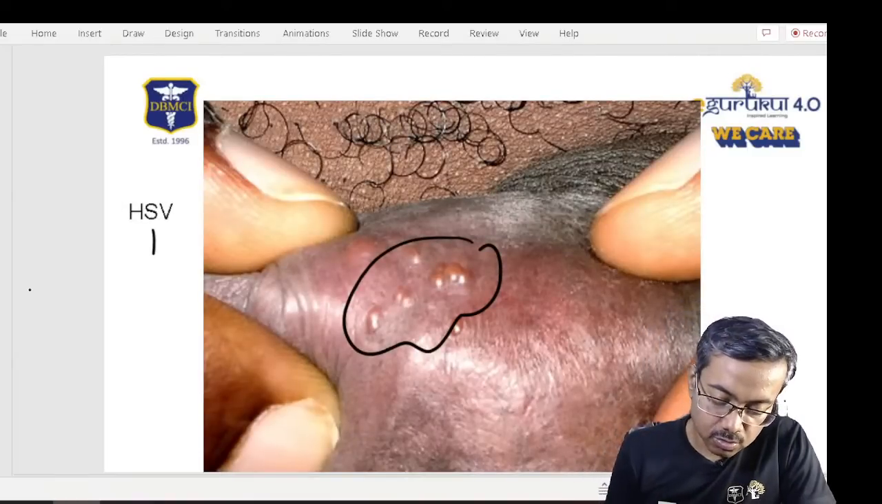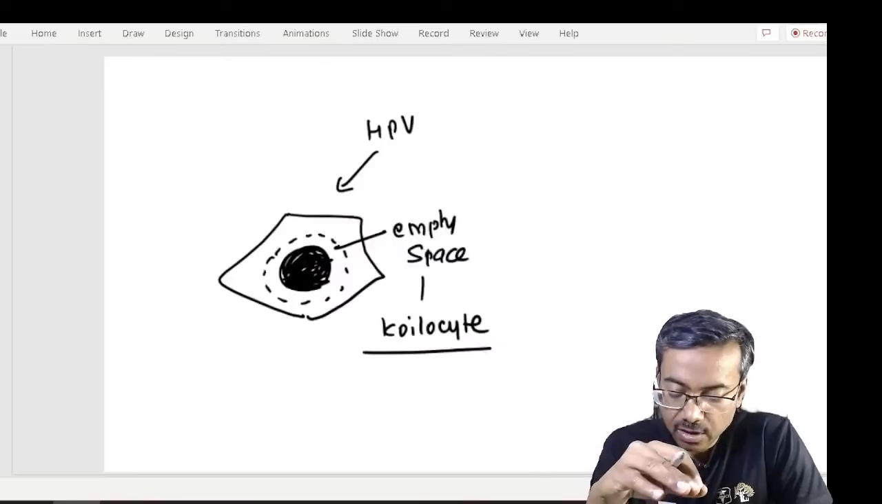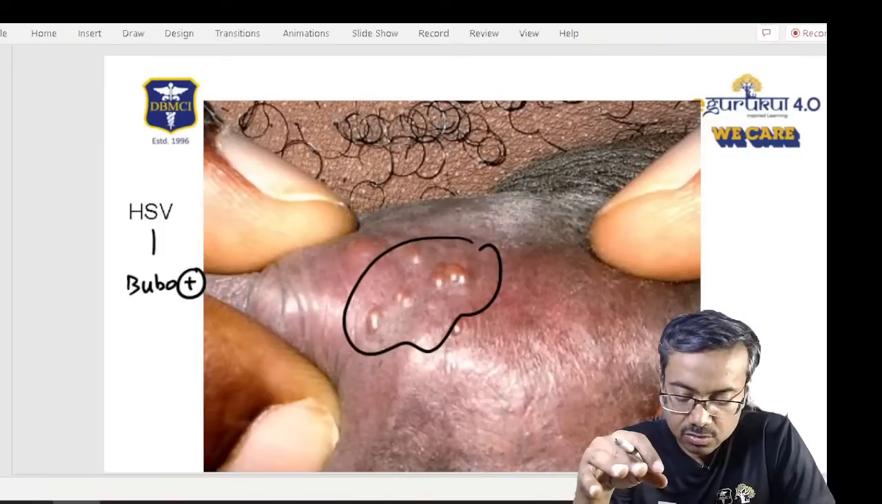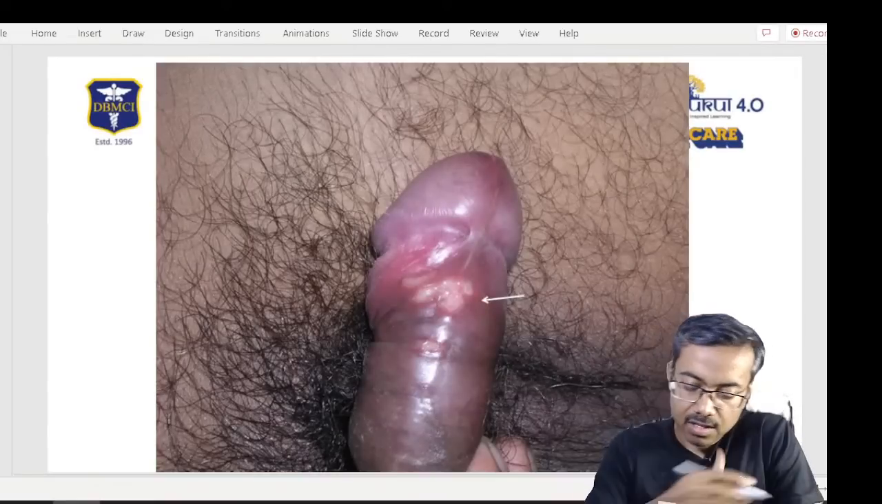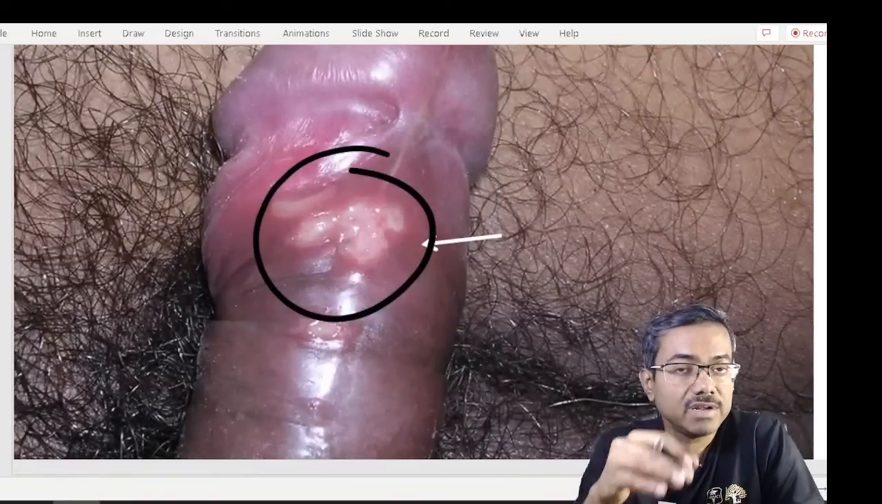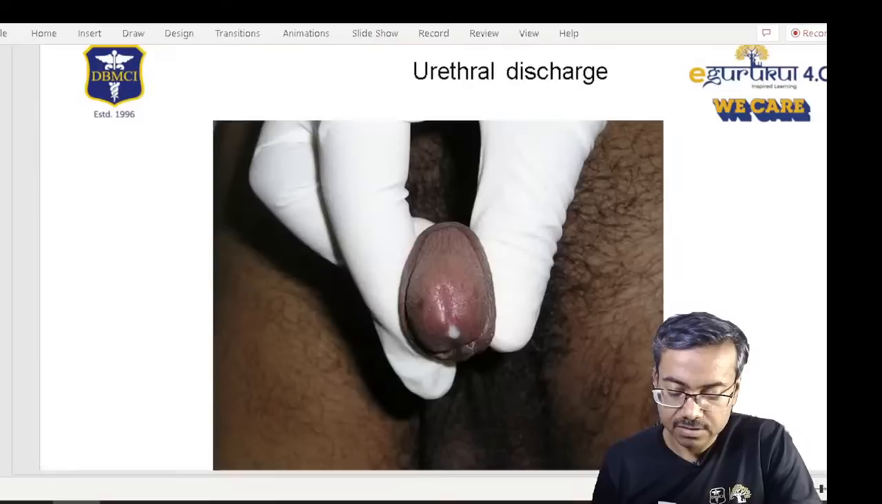This also creates a bubo. So, bubo is positive both in chancroid and HSV, but in chancroid, there will be only an ulcer directly. And this is going to be a vesicular lesion in the beginning. This again is a grouped ulcer. Because the blisters were grouped in herpes, even the vesicles and ulcers are also grouped in herpes.